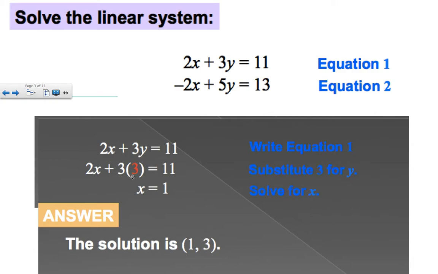So 3 times 3 is 9. You subtract 9 on this side and on this side, and you get 2. And 2 divided by 2 from over here is 1. So our solution is 1, 0. Or 1, 3, excuse me. You can plug these values back into the original equations to make sure they're right. Let's take a look at another one.